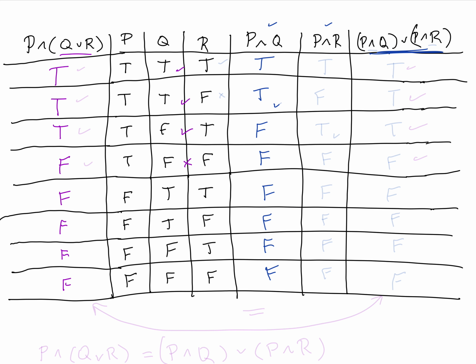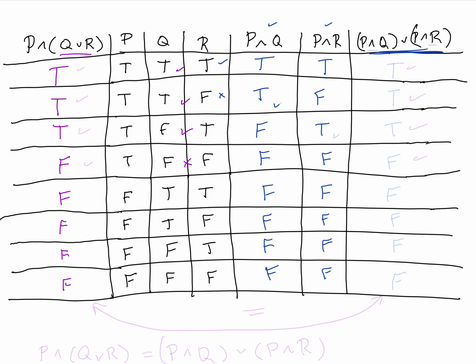And then in our next column, P and R. So here, R is true and P is true. True. Here, R is false. So this is false. Here, P and R are both true. And here, R is false. Now for the rest, again, P is false. So P and R is false.